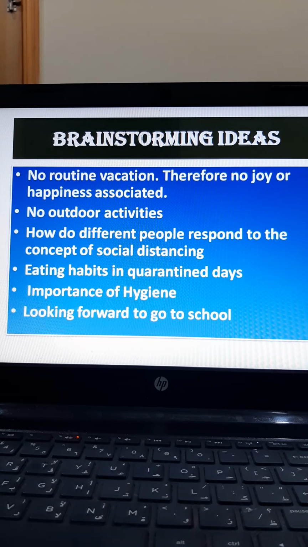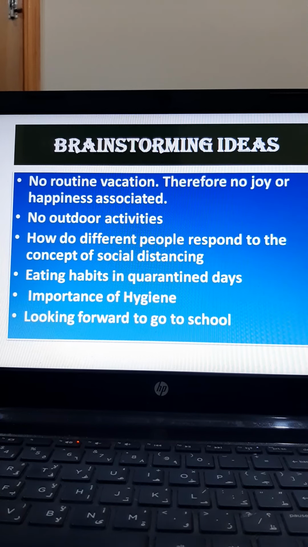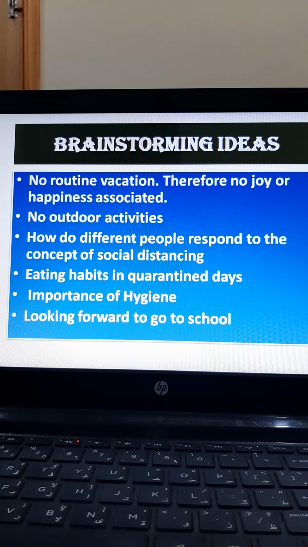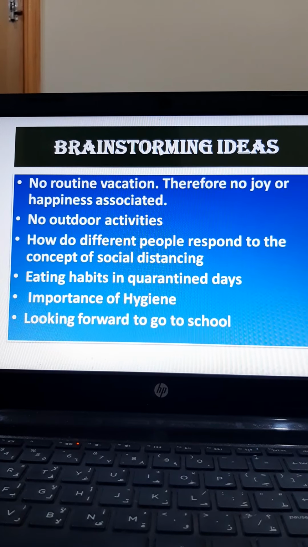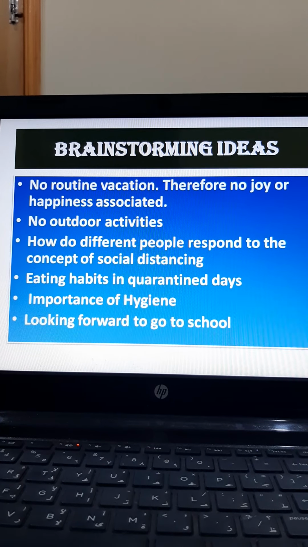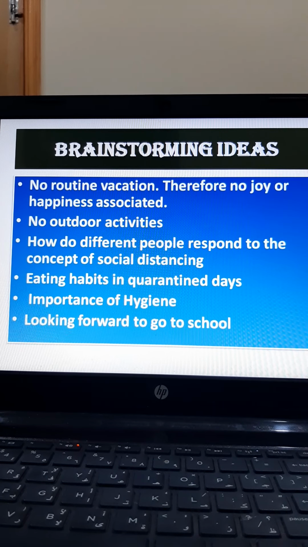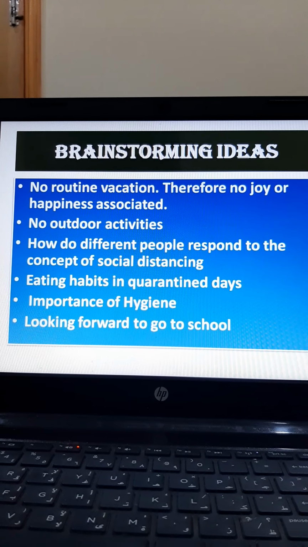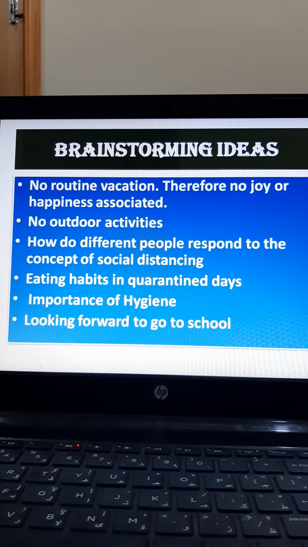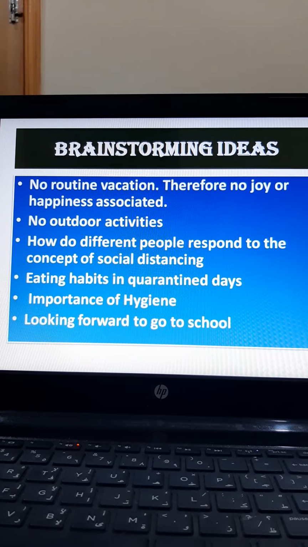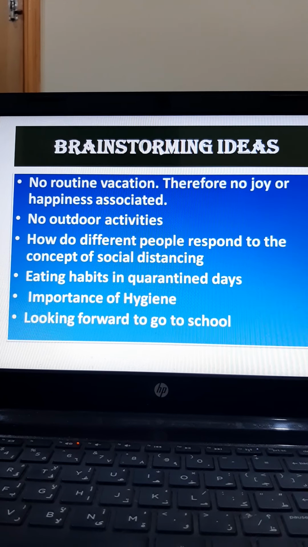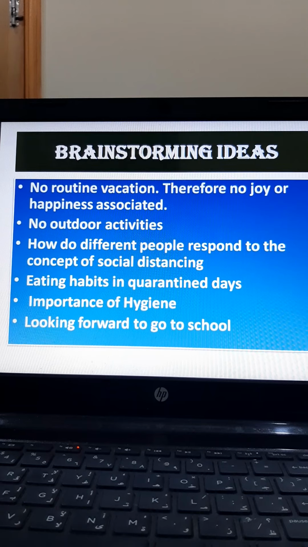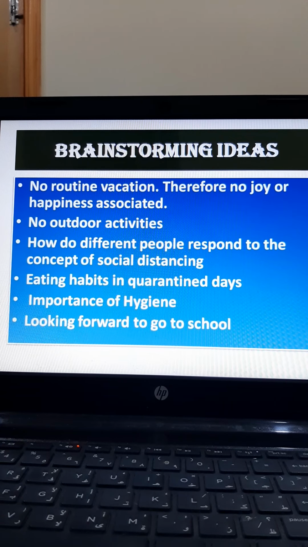Now, let's brainstorm certain ideas before you actually get ready to write on this topic. You all know that for the whole last year, it has been no routine vacation, certainly not. There was a certain element of stress related to it. Therefore, there was no joy or happiness associated with these so-called holidays. Well, if we talk about last year, there were absolutely no outdoor activities, and we had to stay indoors in our homes as much as we could, unless it was absolutely necessary to go outside.